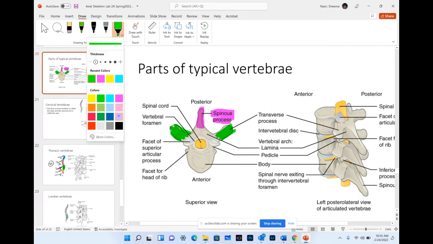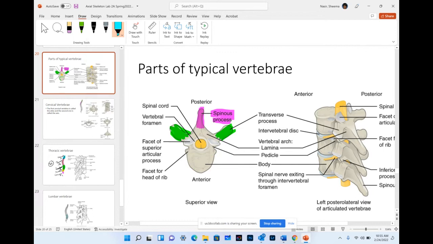Then you see this big chunky part right here. This is your body. Understood? This is the body of the vertebra. Okay, body is this, what I'm holding. So, spinous process, transverse process, body.